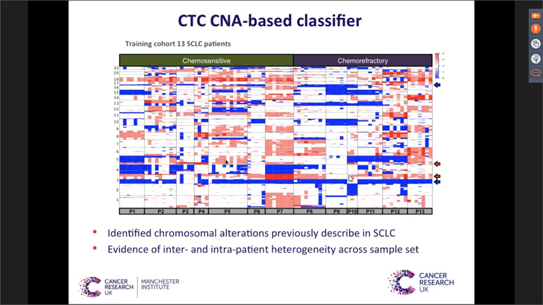And if you look at the patterns across the 13 patients, you can see that there's high levels of both inter and intra-patient heterogeneity at the copy number level in this disease. We're getting lots of changes which are different between patients, but also within patients. For instance, patient 13 at the end, you're getting changes which are actually different between the CTCs, so you're getting evidence of intra-patient heterogeneity.